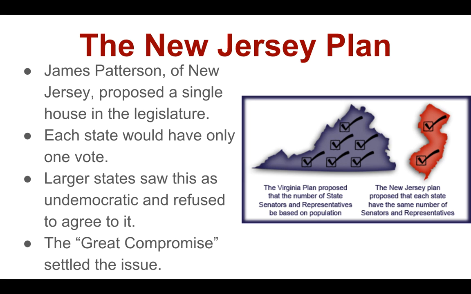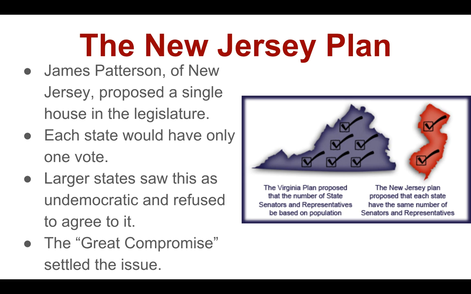He accepted the need for an executive and the need for a judiciary, but he wanted that legislative branch to remain this equal body where each state would have just one vote. Larger states, rightfully, saw this as being an undemocratic approach to representation, and they refused to agree to it. So they had to come up with some sort of compromise.